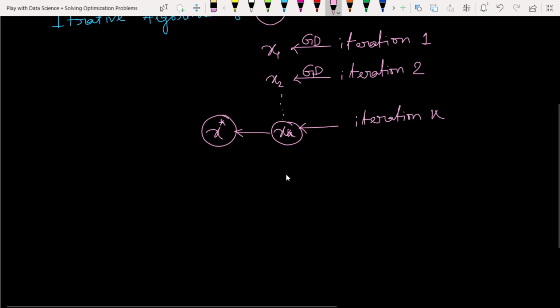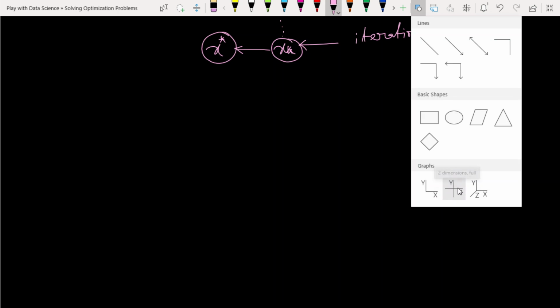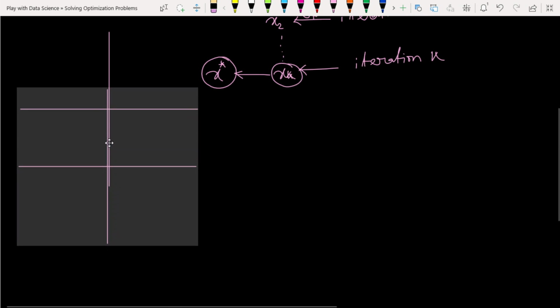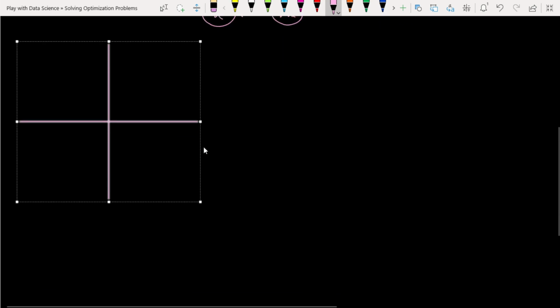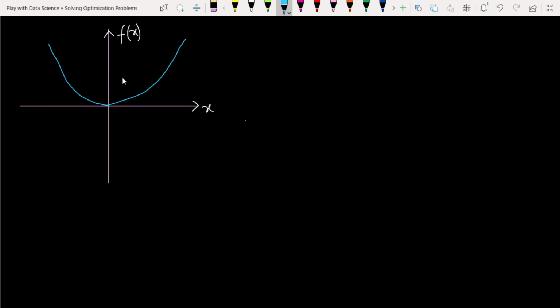Now let's come to the geometric intuitions behind the gradient descent technique. First, let's draw a picture. This is our independent axis, and this is our dependent axis, f of x. Now let's draw a function like this, and take this function as f of x.